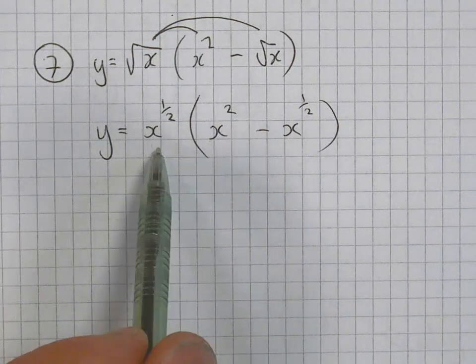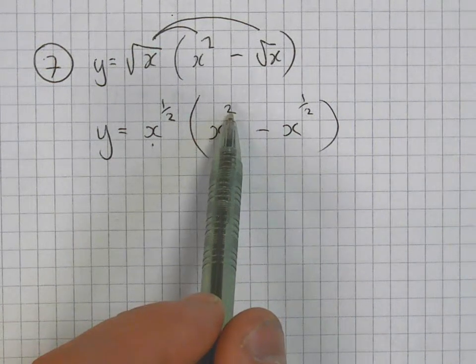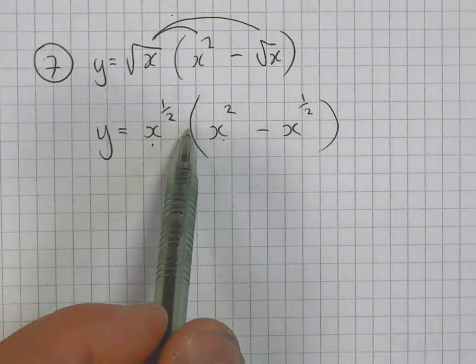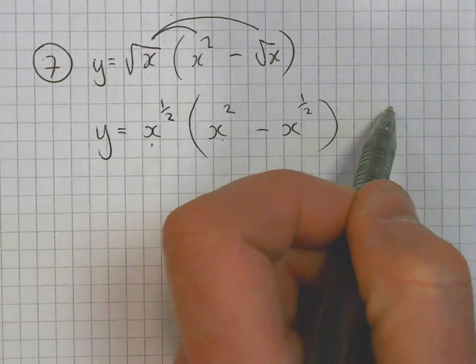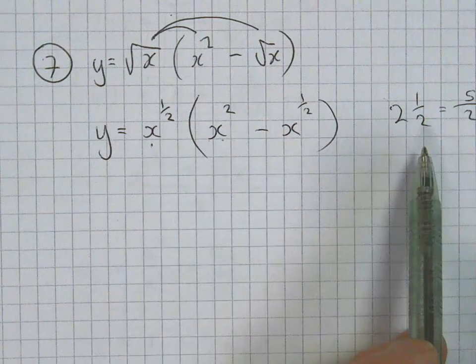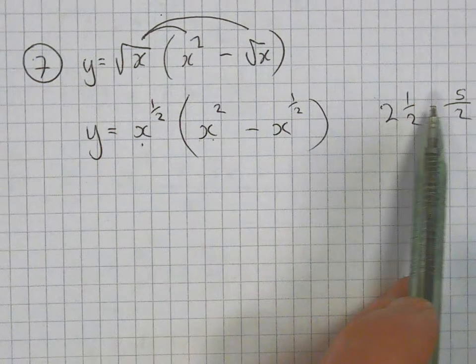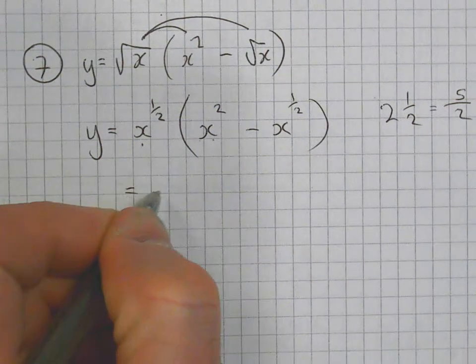So now we're going to do the root x, x to the power of a half, times x squared. The bases are the same, so you just add the indices together. So a half plus 2 is 2.5, and 2.5 can be rewritten as 5 over 2, because it's 2 times 2 plus the 1, which is 5 over 2. So we've got there x to the power of 5 over 2.